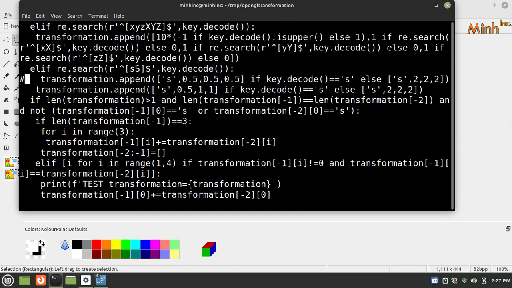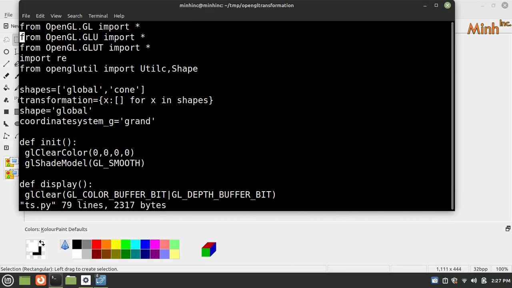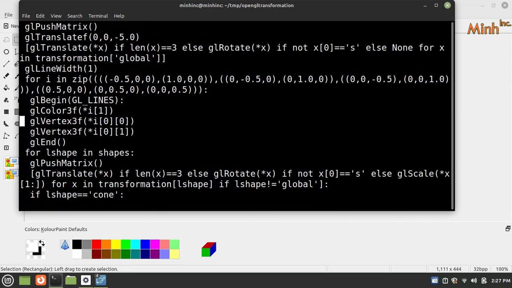then for scaling we are also making a 4-length list. These are the scaling, and first is S. Whereas in rotation anyway we have 4. So in rotation we can see first is the angle and next is XYZ. So in scaling also we have done S. So we should differentiate somewhere. So here we are differentiating that we translate or rotate if it is not x0 equal to S. Otherwise we do nothing. Transformation global, line width 1, and then we draw it.